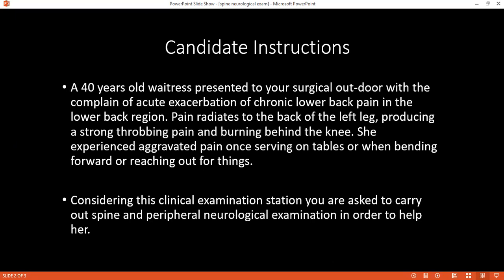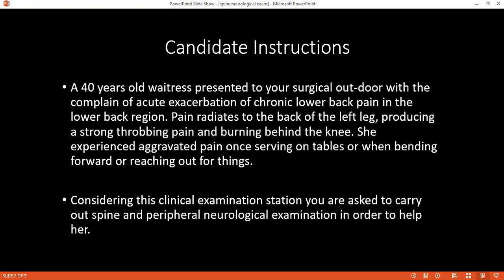Then I will assess for power across the various joints, which include the hip, the knee, the ankle, and the big toe. For the hip, I will start with active movement first, then after active movement, passive movement. I will tell the patient to raise her leg up, and then I'll try to push it down.